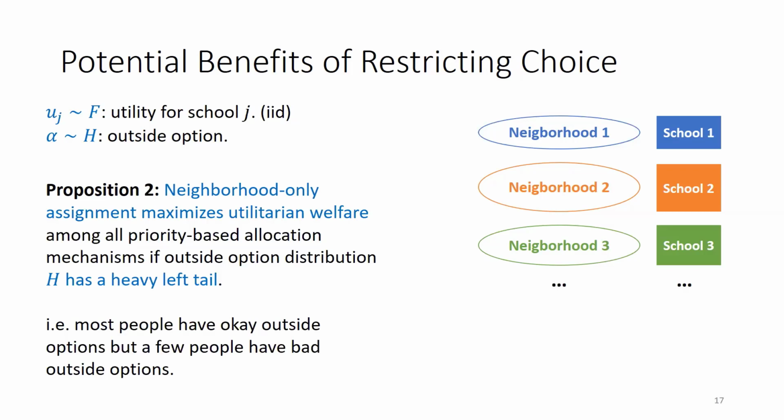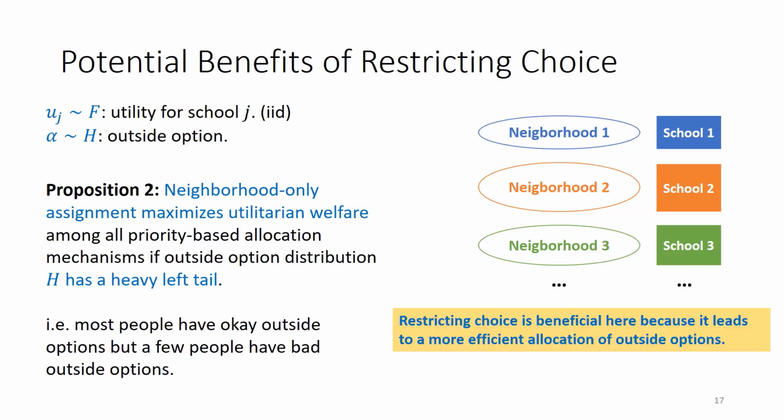And the result is that neighborhood-only assignment maximizes utilitarian welfare among all priority-based allocation mechanisms if the outside option distribution H has a heavy left tail. What this means is that most people have okay outside options, but a few people have bad outside options. So here, restricting choice is beneficial because it leads to a more efficient allocation of outside options.